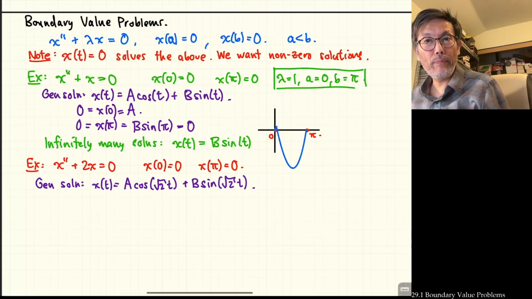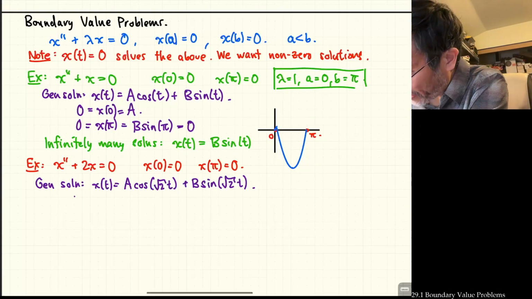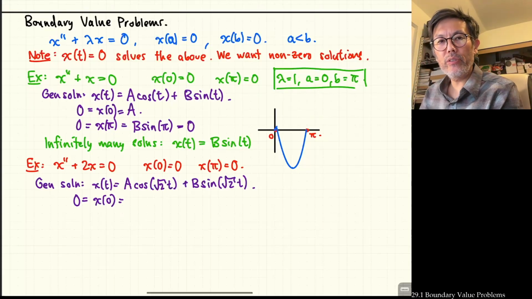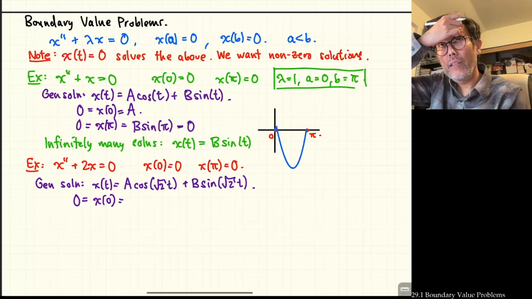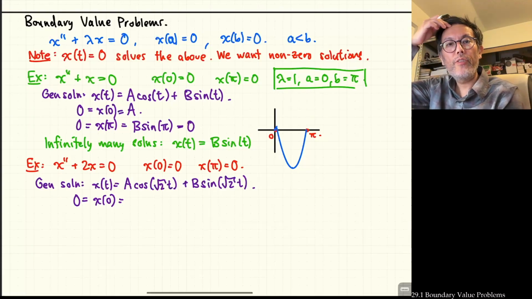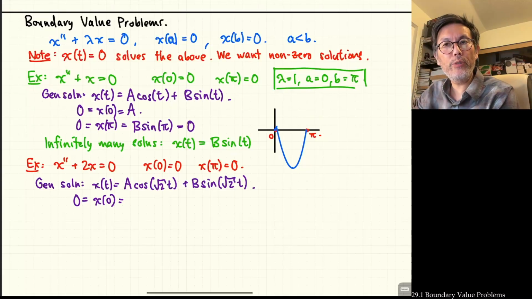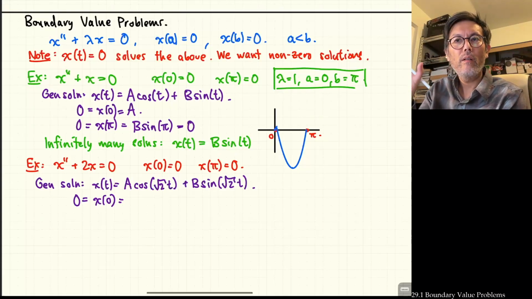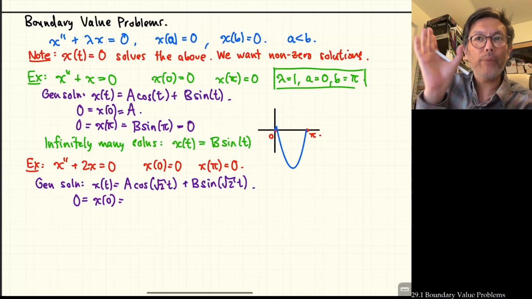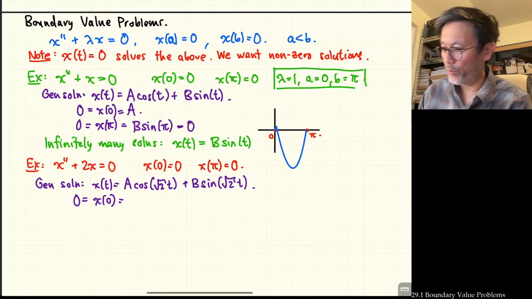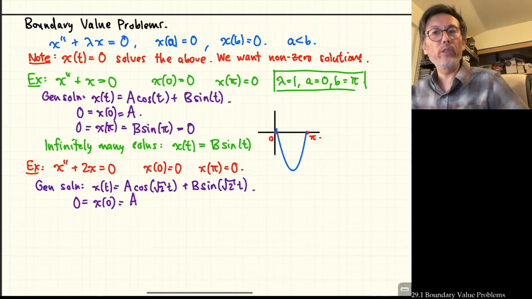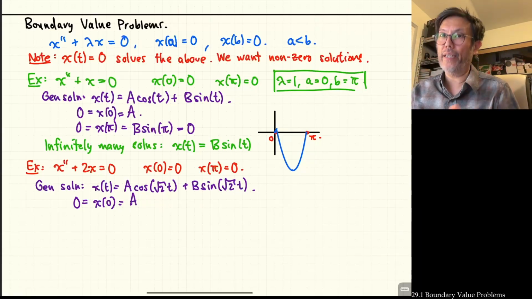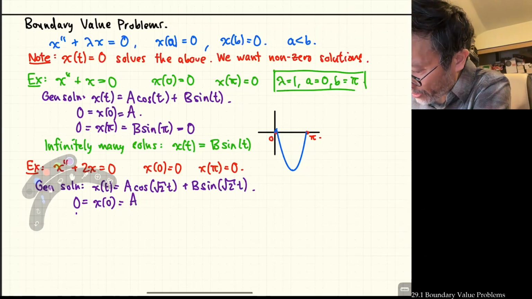Now, let's think about what the boundary conditions are saying. The first one says that 0 is equal to x of 0. That means I plug in t equal to 0. Again, that causes the cosine square root of 2 times t term to become cosine of 0, which is 1. So we're left with just a, and the sine term dies. So we learn immediately that a is 0. What about the second condition?